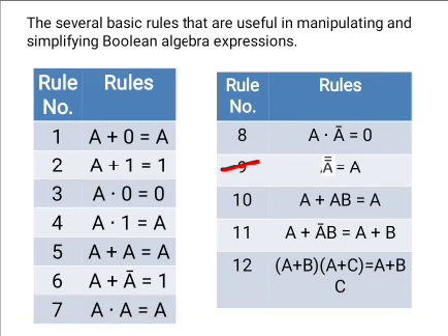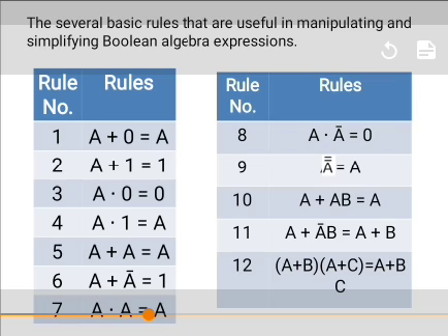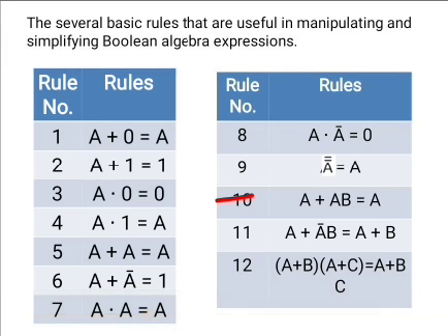In this, when a equals 0, the double complement means 0 complement is 1, 1 complement is 0. So, therefore, a double complement is also 0. And when a equals 1, a double complement equals 1. Therefore, a double complement equals a. Next one, the 10th one, a plus ab equals a.